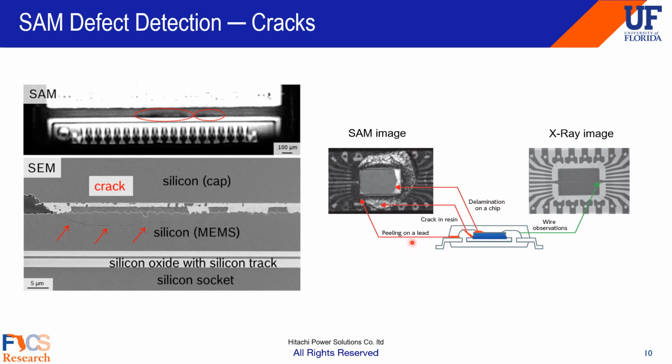On the right, the image shows interesting examples of a package undergoing different imaging techniques. We have a SAM image on the left and an X-ray image on the right. The X-ray image shows that the wire and the metal pads are intact, which may seem to be a package with no defect. However, when we use the SAM, we can see that there are actually a number of defects in this chip. We are seeing delamination, crack, and peeling on the lid.